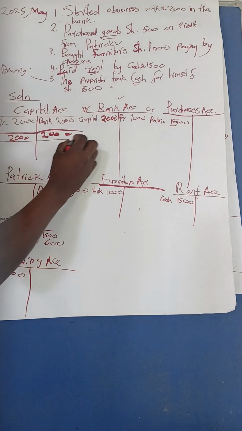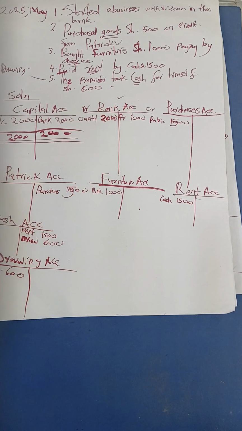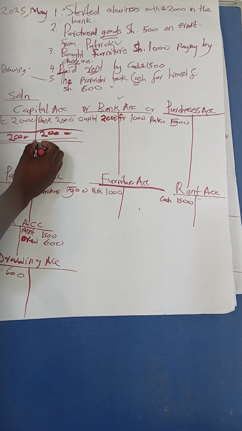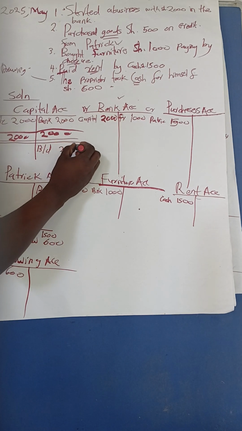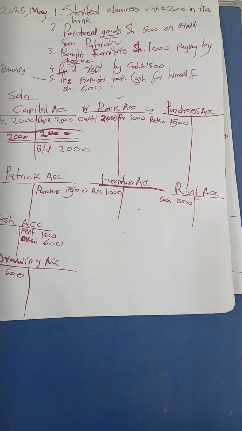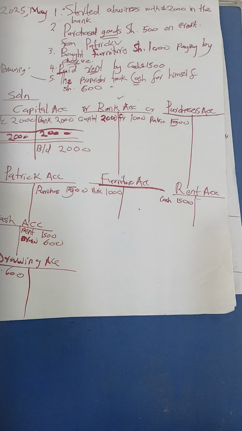I can have here 2,000. Then you double underline. That is how it is being done. But you haven't finished. You have to report back that in case you go to the month of June, you can come with a balance brought down of 2,000. So you are good to go. That way, you have balanced your account.